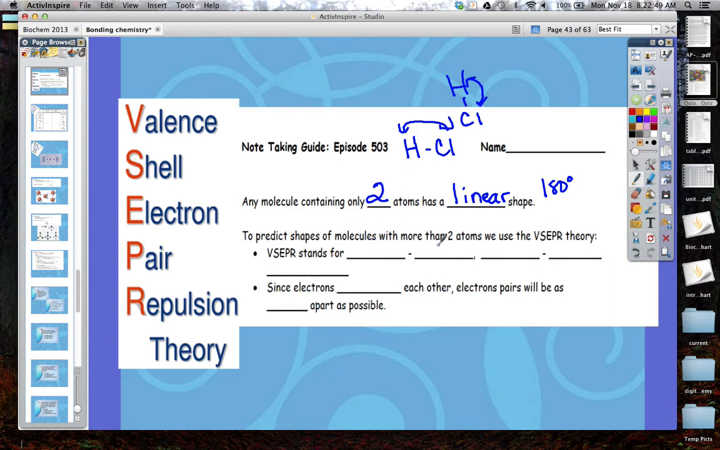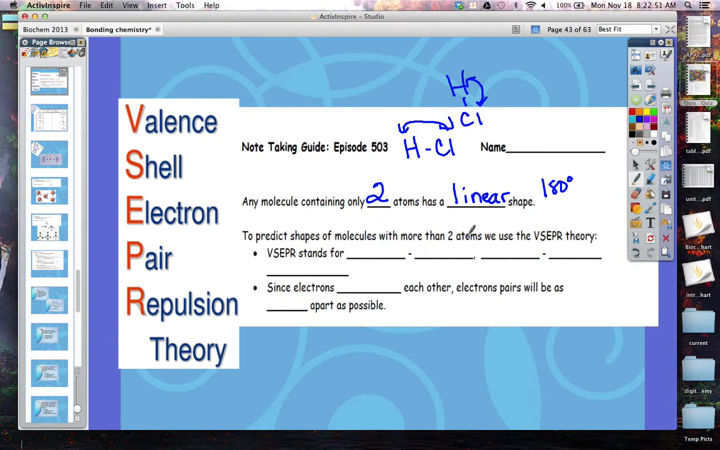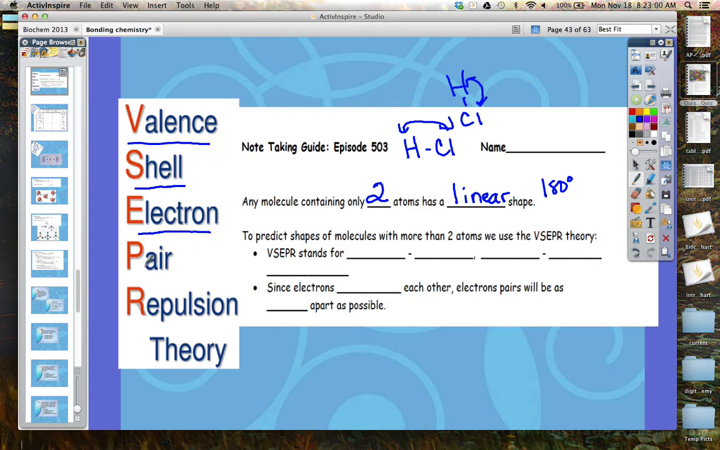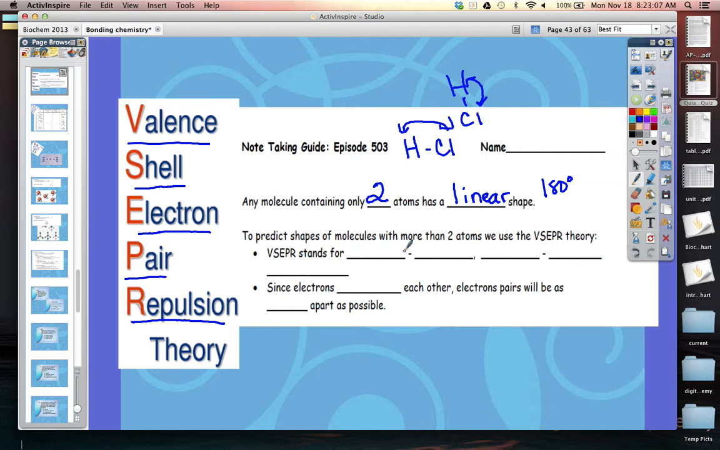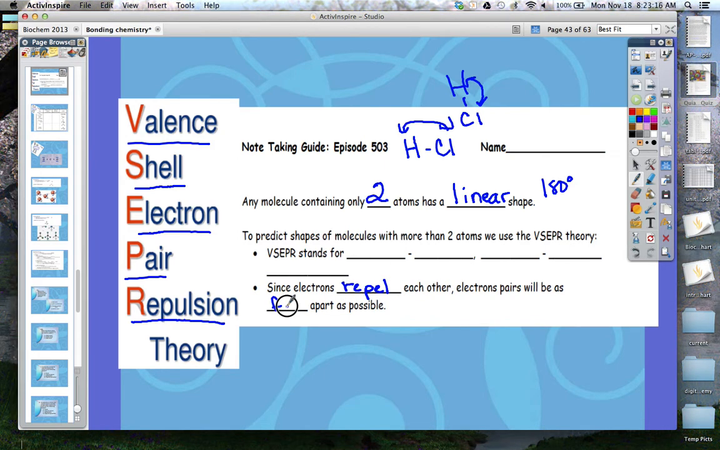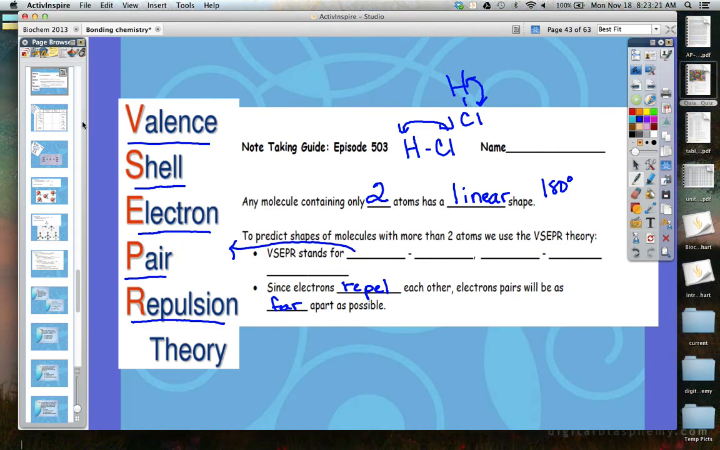When we have more than two atoms, we use the VSEPR theory, and it's right over here. So that is valence shell electron pair repulsion theory. And what that means is the electrons that are in the outer ring all have a negative charge. So since they're all negative, they repel each other, and they want to be as far apart as possible. So that's why we have this theory, and there's the blanks for that.